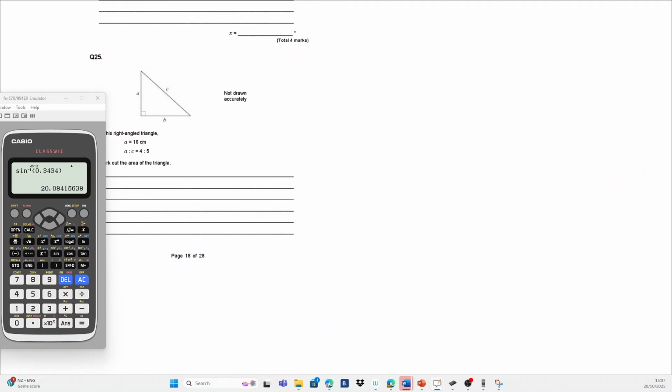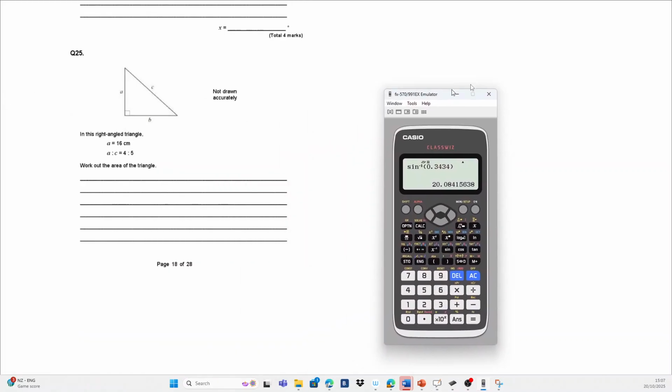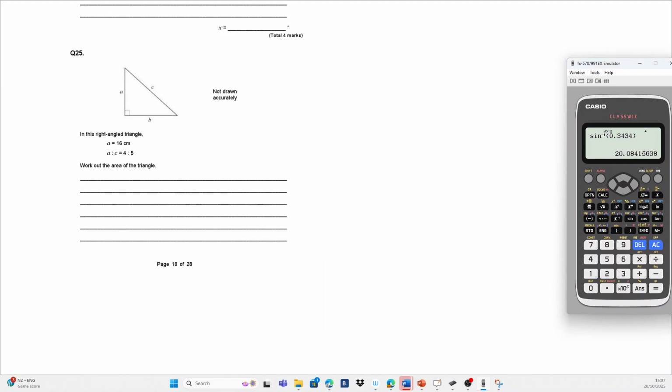Okay, question 25 is down here, and looks like a nice one with a bit of ratio as well. It says, here is a right angled triangle. A is 16, so this side here is equal to 16. It says a ratio of A to C is 4 to 5, so let me make a note of that. A to C, the ratio here is 4 to 5.